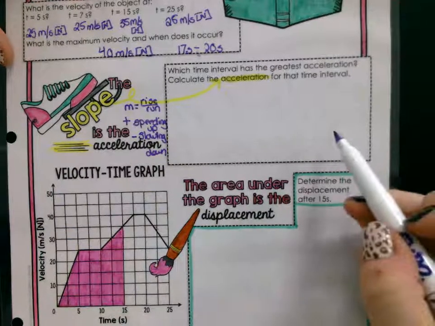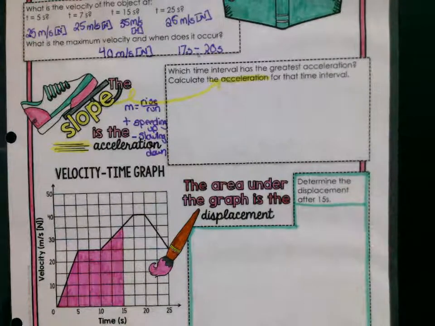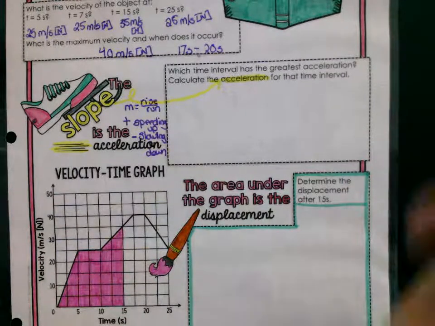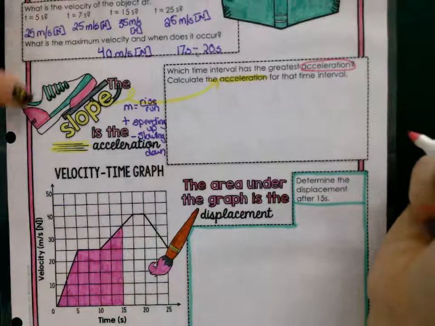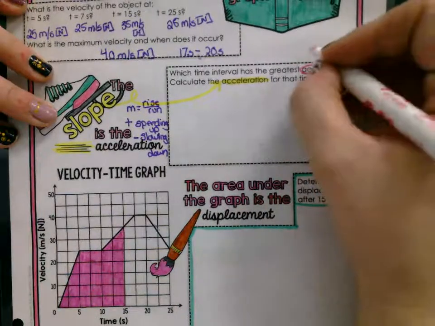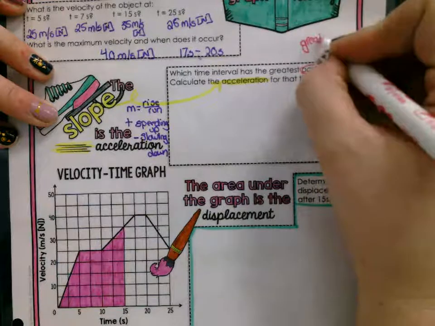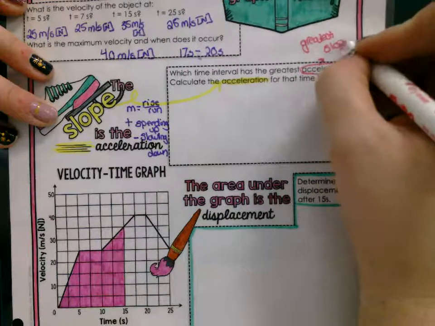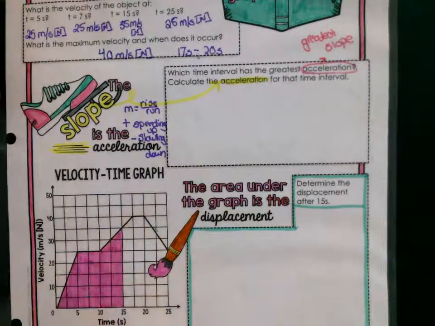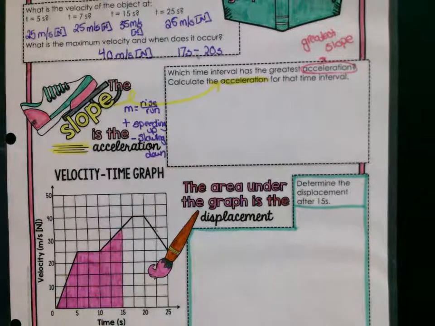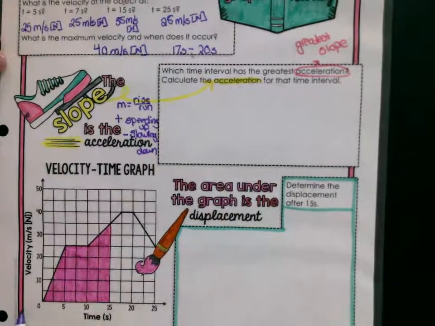All right, so let's look at this question. It says, which time interval has the greatest acceleration? So we're looking for acceleration here. If it has the greatest acceleration, that means it has the greatest slope. So we're looking for the area of the graph that has the biggest acceleration or the biggest slope. And it says to calculate the acceleration for that time interval. So when we look at our graph, the steepest slope occurs between 5 seconds and 0 seconds.